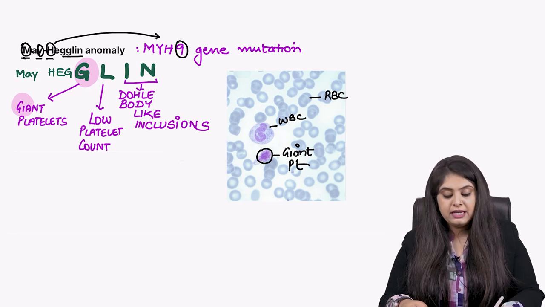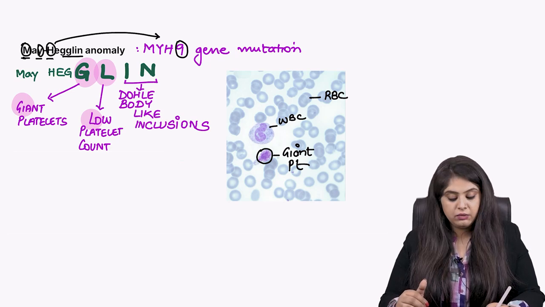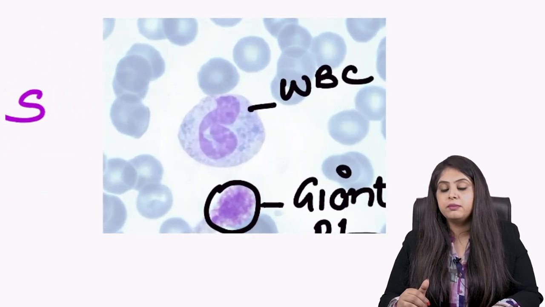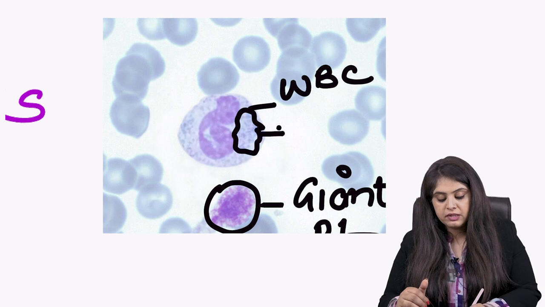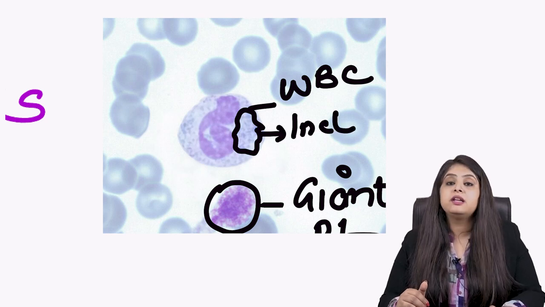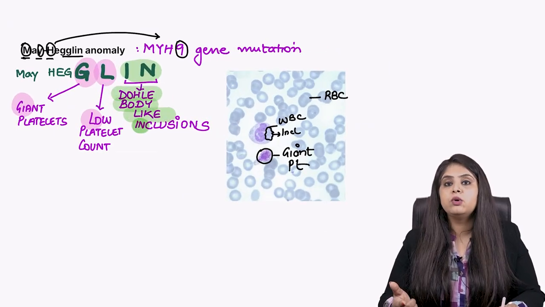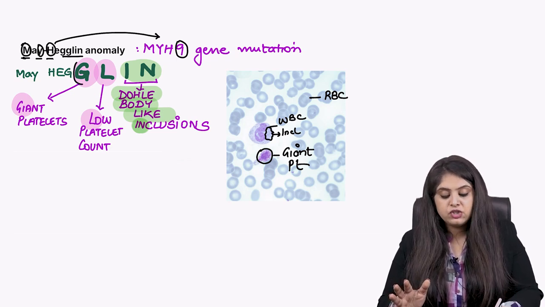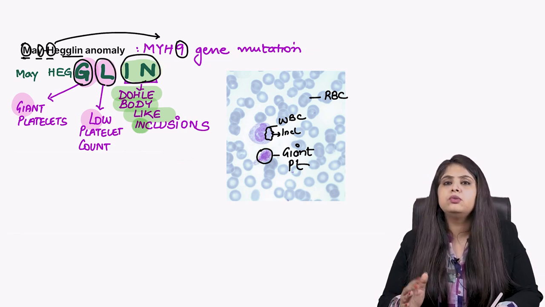So G is done. Next, I know that the platelet count also goes down. There is low platelet count. And the third one is there are inclusion bodies. If I zoom into this WBC, I will see that there is some vague bluish color appearance that is present, which means there are inclusions, and I have written them to be Dohle body-like inclusions, which I will tell you what it means. First, May-Hegglin anomaly is a condition in which there are giant platelets, there are low platelet counts, and there are inclusions similar to Dohle bodies.